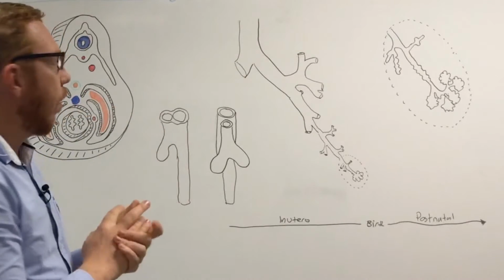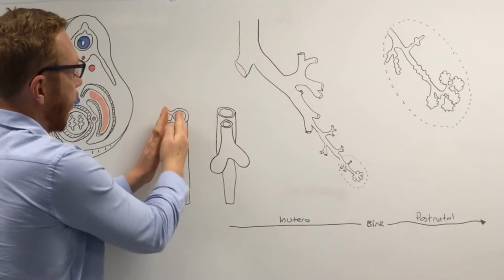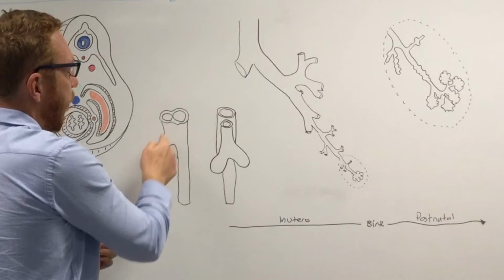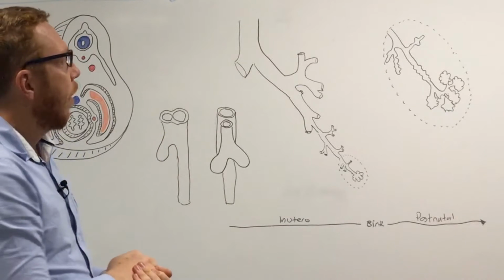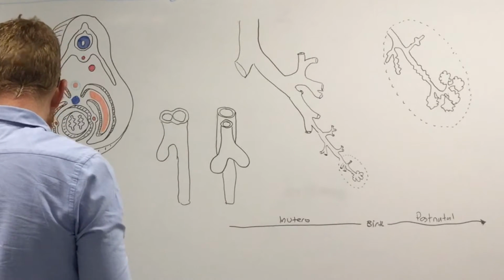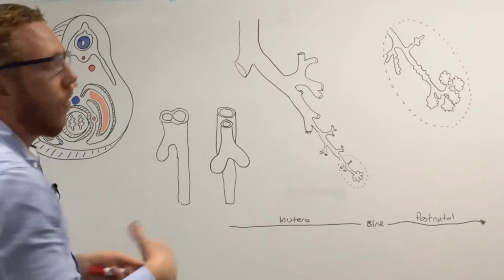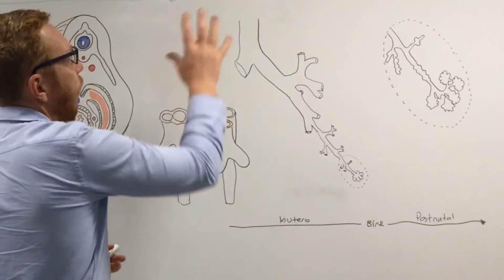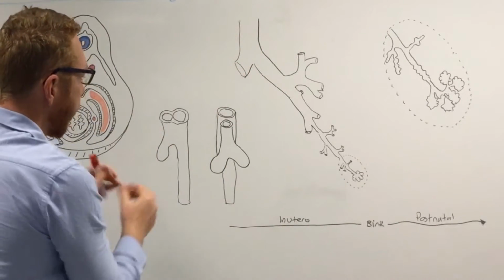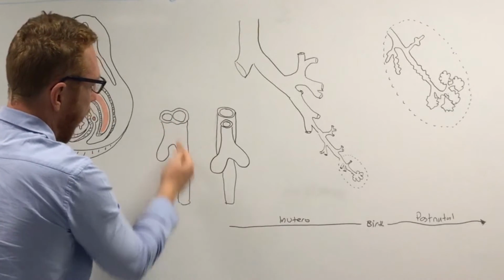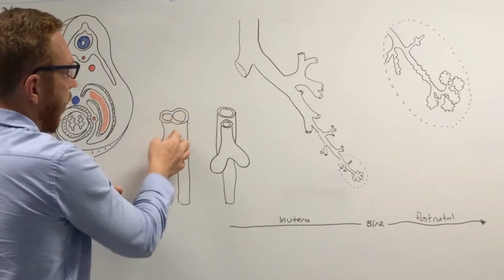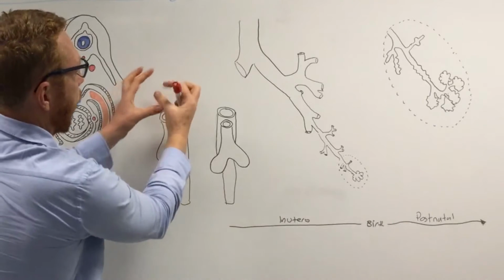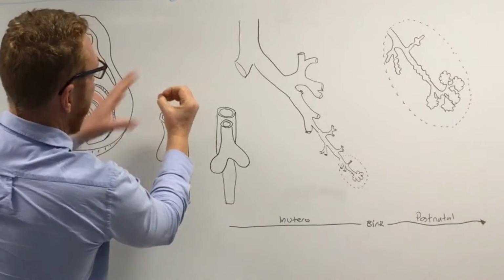So at week 4, we have a bud coming out the front of the foregut, and this is known as the lung bud. So this is the first main area of development in forming the lungs. So all we're seeing is the foregut. Coming off the front is the lung bud, and we can see the two tubes there. So tube 1 to tube 2.